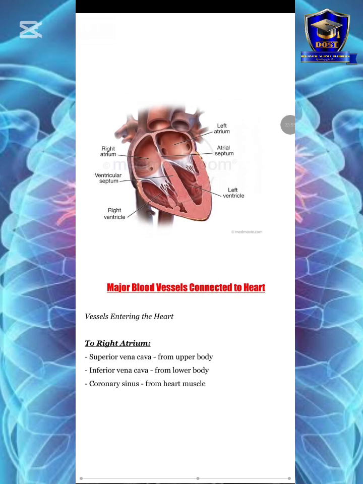All right, so now we're going to look at the major blood vessels that are connected to the heart. Okay, normally blood comes into the heart through the atria and blood leaves the heart through the ventricles. All right, so the right atrium is connected to three blood vessels. One of them is called the superior vena cava, the other one is called the inferior vena cava, and the last one is called the coronary sinus. And you may not find this in your O-level textbooks because it's a very small blood vessel.